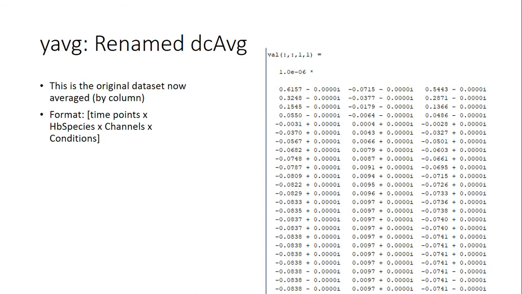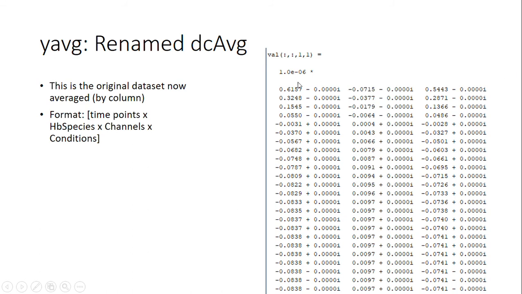The first output, in the comment section, is called yavg, but it's actually been renamed to dcAvg. DC stands for delta concentration, or the change in concentration, which is then averaged. This is the original data set, now averaged by column. The overall average per column, and the format is the number of time points as your rows. It's four-dimensional, so you have time points as rows, then 3 columns, which are your HBO, HBR, and HBT. Then you have the number of channels as your third dimension, and finally the number of conditions.